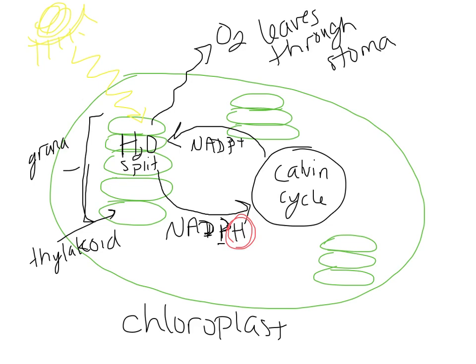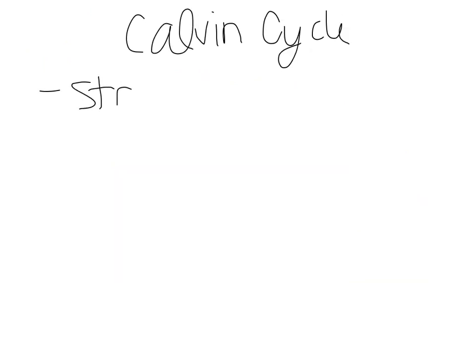So the hydrogen now is headed over on this electron carrier along with some ATP over to the Calvin cycle. That right there is our light reaction. The water splitting, the oxygen leaving through the stoma, the hydrogen getting picked up by the NADP, now the NADPH, and hitching a ride over to the Calvin cycle with some ATP. So now let's look at the Calvin cycle, which is the second step in photosynthesis. So the Calvin cycle occurs in the stroma. Remember that liquid portion of the chloroplast.